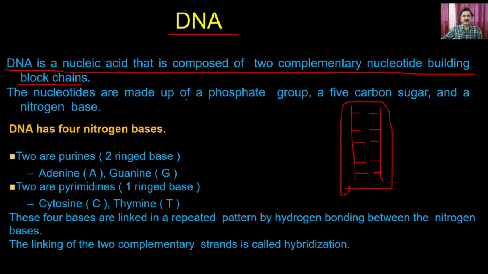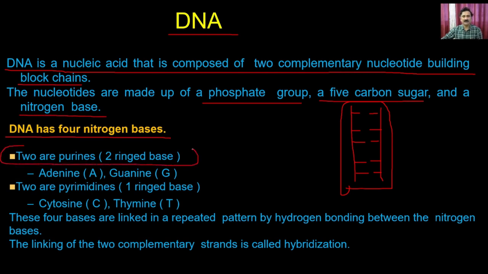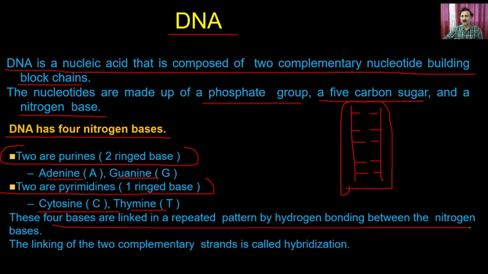The nucleotides are made up of a phosphate group, a carbon sugar, and a nitrogenous base. DNA has 4 different types of nitrogenous bases. It has 2 different types of purines, adenine and guanine, and 2 different types of pyrimidines, cytosine and thymine. These 4 bases are linked in a repeated fashion by hydrogen bonding between the nitrogenous bases. The linking of the 2 complementary strands is called hybridization.